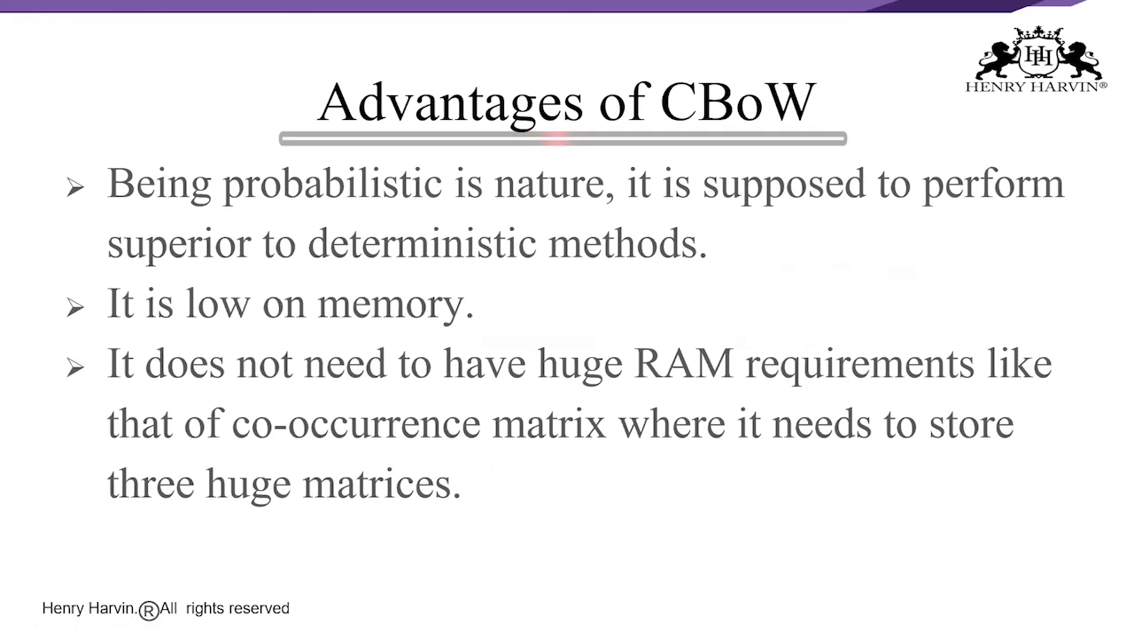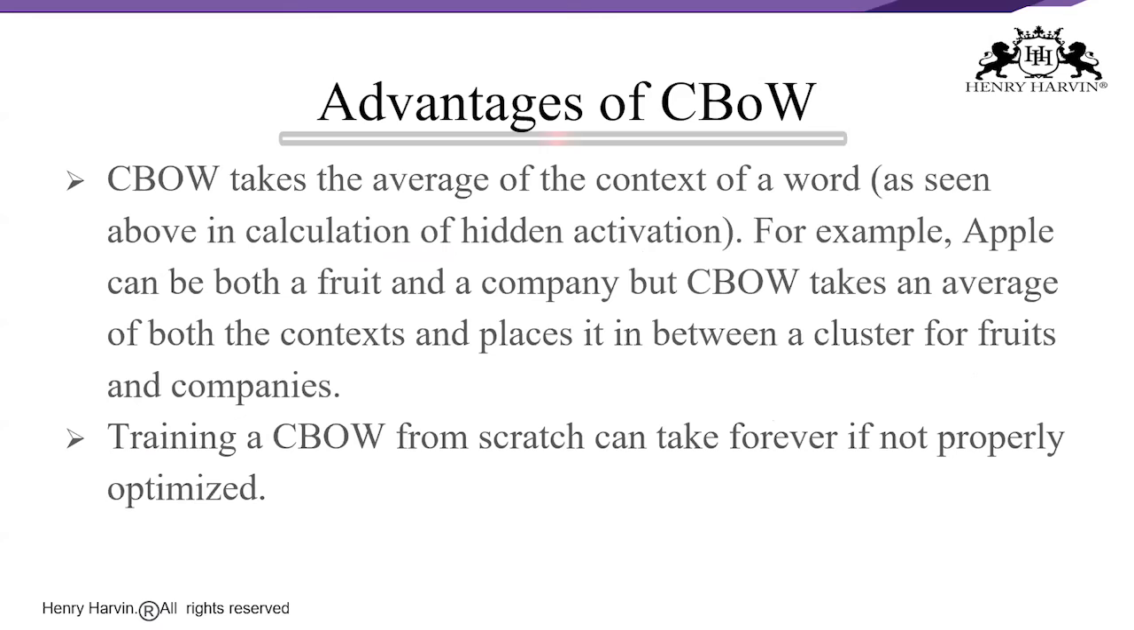The advantages of CBOW: it is probabilistic in nature, and it is supposed to perform superior to deterministic methods. Its memory requirement is low, so it does not require huge RAM like a co-occurrence matrix, which needs to store huge matrices. It also takes the average of the context of a word. For example, apple can be a fruit or a company, but CBOW takes an average of both contexts and places it in between a cluster for fruits and companies.